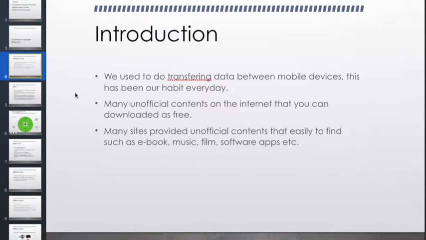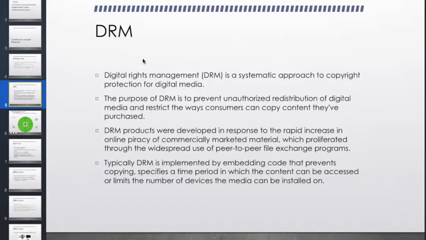DRM refers to digital rights management. It's a system used to protect the copyrights of electronic media. These include digital media and movies, as well as other data that is stored and transferred digitally. By controlling the trading, protection, monitoring, and tracking of the digital media, DRM helps publishers limit the illegal propagation of copyrighted works. Typically, DRM is implemented by embedding code that prevents copying, specifies a time period in which the content can be accessed, or limits the number of devices that media can be installed on.